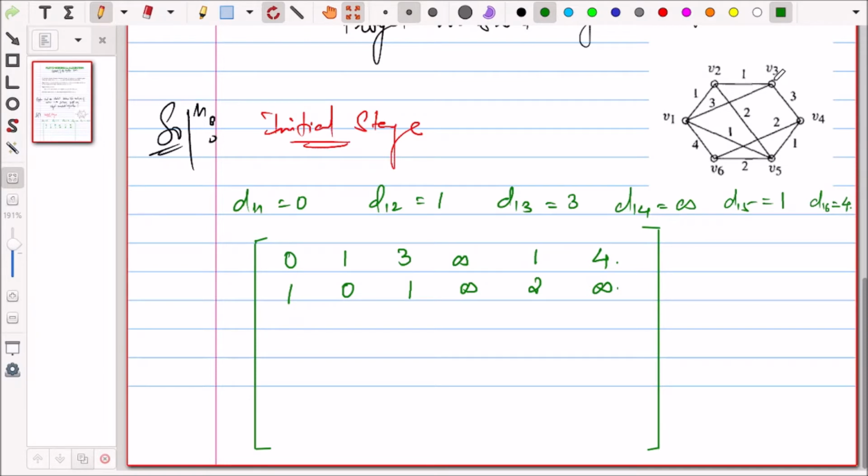Now come to the third, v3. From v3 to 1 there is an edge, so 3. This will become a perfectly symmetric matrix, because v13 and v31 are the same, so dij will be equal to dji.